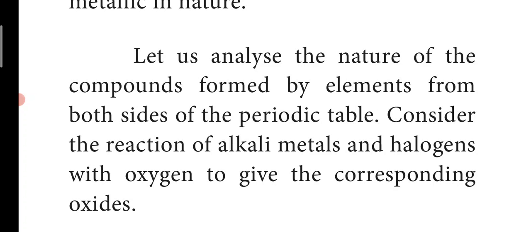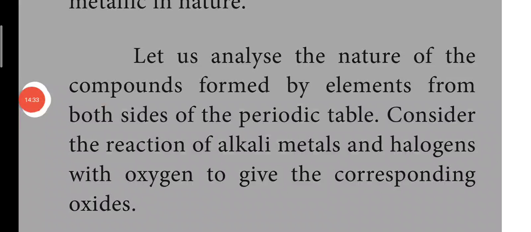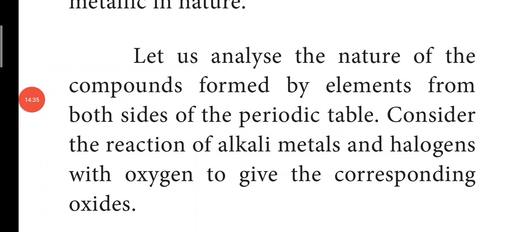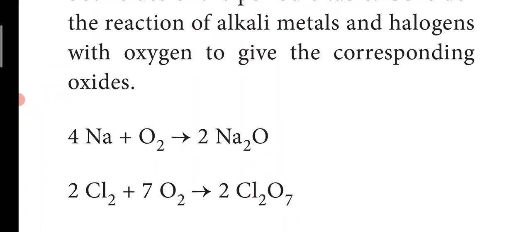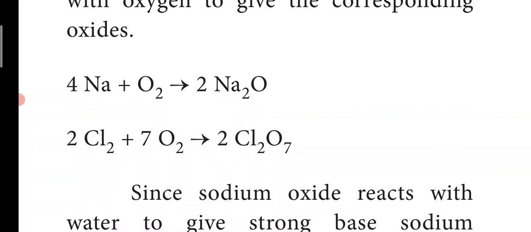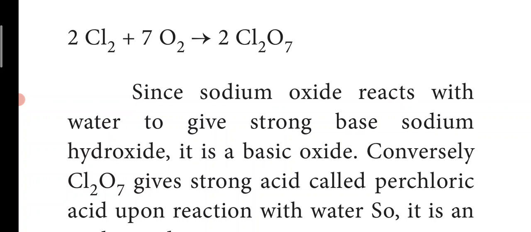Now let us analyze the nature of the compounds formed by elements from both sides of the periodic table. If we analyze from both sides, consider the reaction of alkali metals and halogens with oxygen to give the corresponding oxides. That is, one group on the left side and one group on the right side, when both combine with oxygen, how do they form oxides? So we have sodium from the left side, from the alkali metals, and sodium oxide is formed. Chlorine is on the right side, from the halogens, and it forms chlorine oxide.